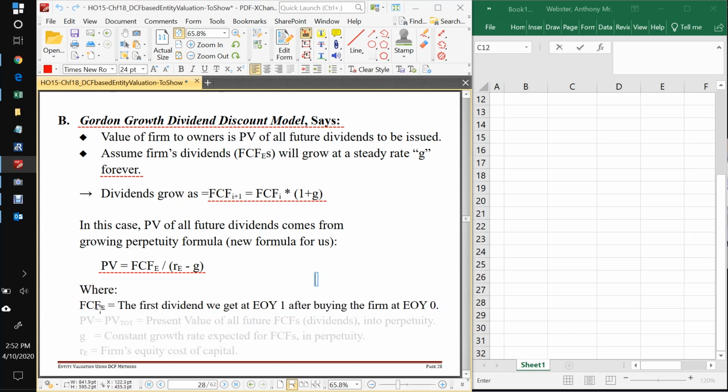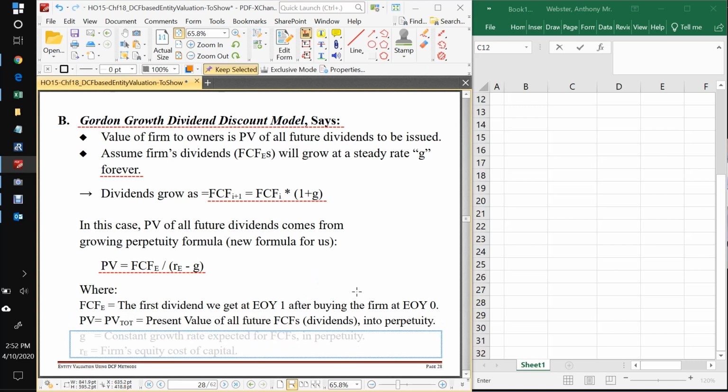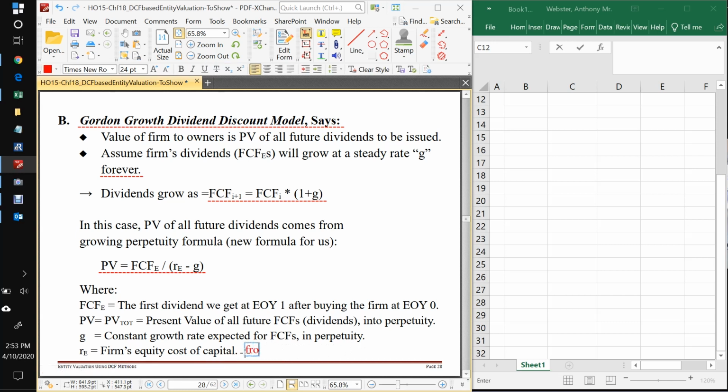In this equation, FCFE is the first dividend we get at the end of year 1 after buying the firm at the end of year 0. PV tot is the present value of all the future cash flow dividends into perpetuity. G is our constant growth rate, the growth rate expected for the free cash flows. And RE is the firm's equity cost of capital, just like it's always been, from CAPM or whatever. So that's the Gordon growth model version.